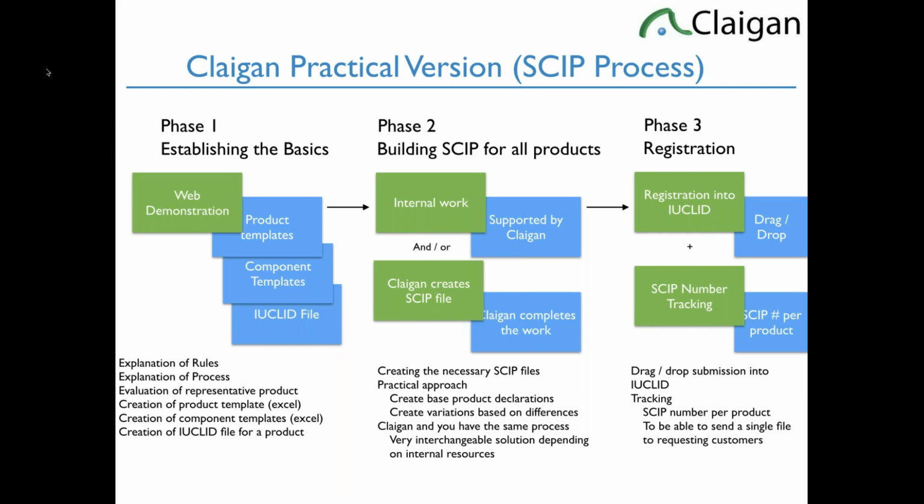So it's really three phases. We want to establish the basics, get you the product templates, have the technical component templates, create an IUCLID file, explain how to do it, do a whole product with you. And then depending on which way you go from then on, we'll support you as you do it, as needed, and as little or as much. If you've got it all by yourself, then awesome.